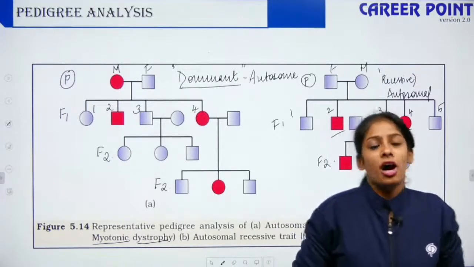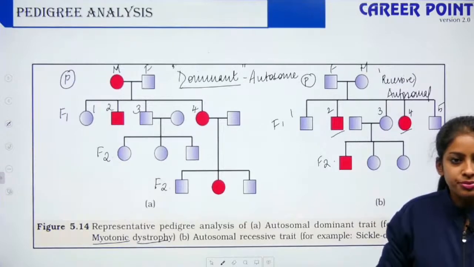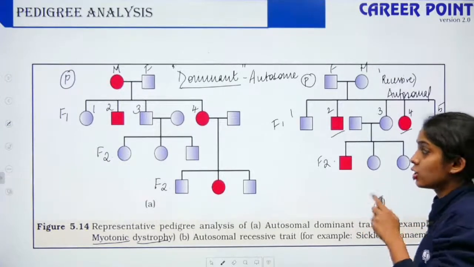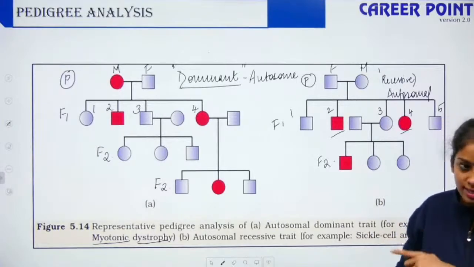Okay, yes? Alright, so guys, you understood how a pedigree analysis proceeds? Okay, fine, this is very important. You might have questions like this.